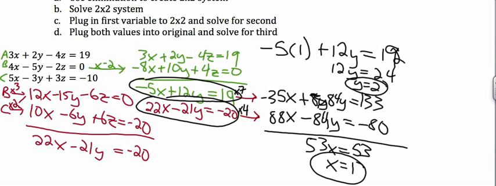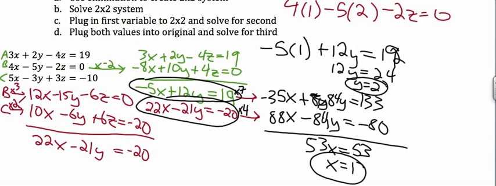Okay, now that I know that x is 1 and y is 2, I can plug it into any one of my original equations. I'm going to use equation B. So 4 times 1 minus 5 times 2 minus 2z equals 0. That becomes 4 minus 10, which is -6. So that means I need z to be -3.